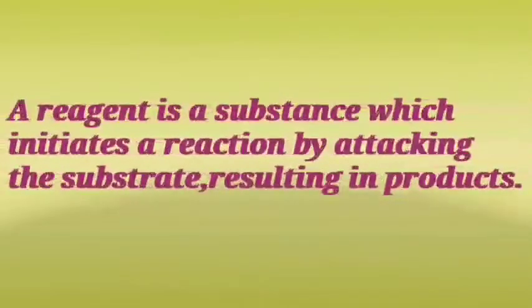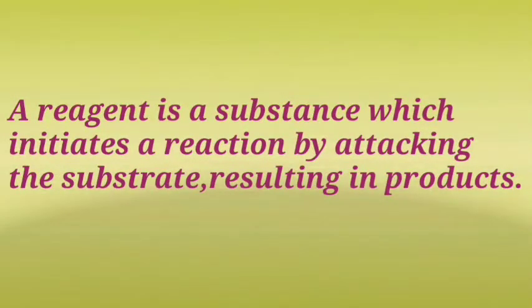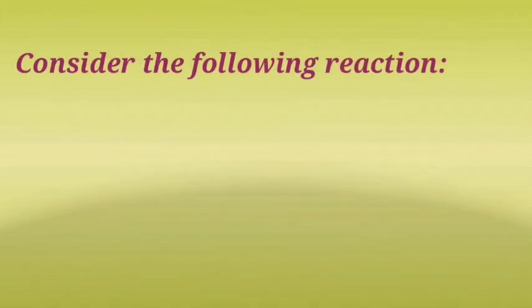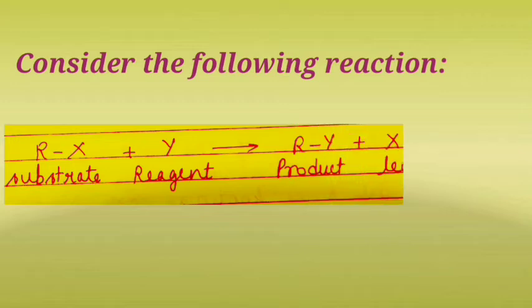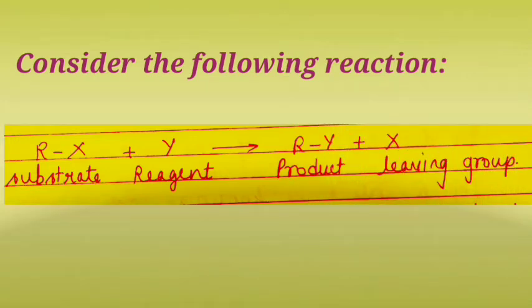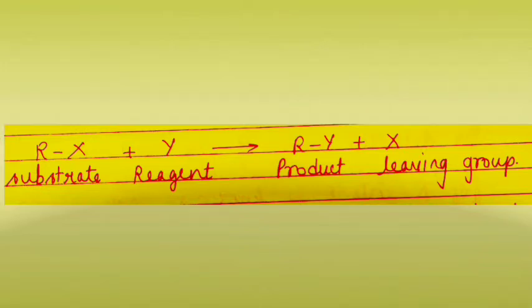Well, students, a reagent is a substance which initiates a reaction by attacking the substrate, which results in the formation of a product. A part of substrate is cleaved, generally without carbon atom. It is called the leaving group. Consider the following example. As you can see in the reaction, substrate is made to react with reagent. You get the formation of a product and a leaving group.